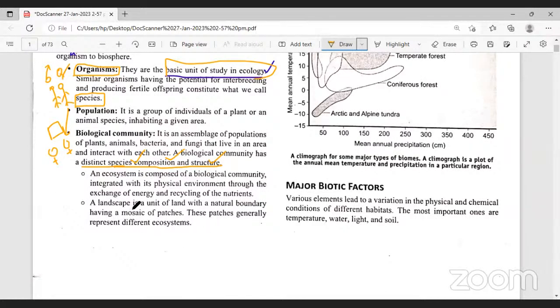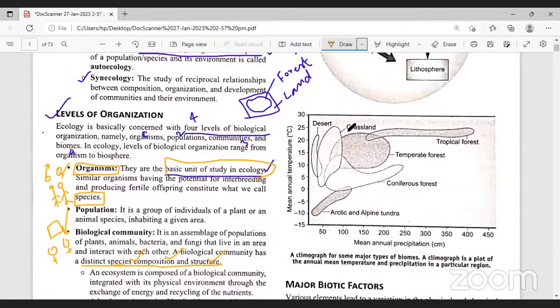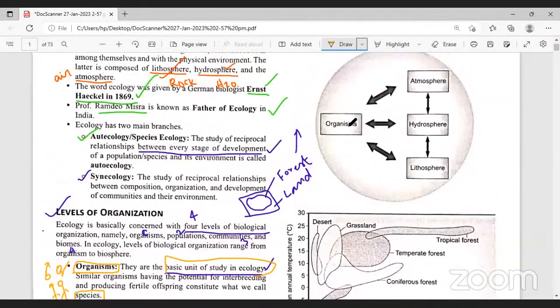And second, a landscape is a unit of land with a natural boundary having a mosaic of patches. These patches generally represent different ecosystems. You know, there are so many ecosystems that have been reported. See this one. Okay. See, this is the ecosystem here. So the organism is the right. Whether a single or group of living organisms. Mostly present in the atmosphere, you know, will be bacteria, virus, and so on.